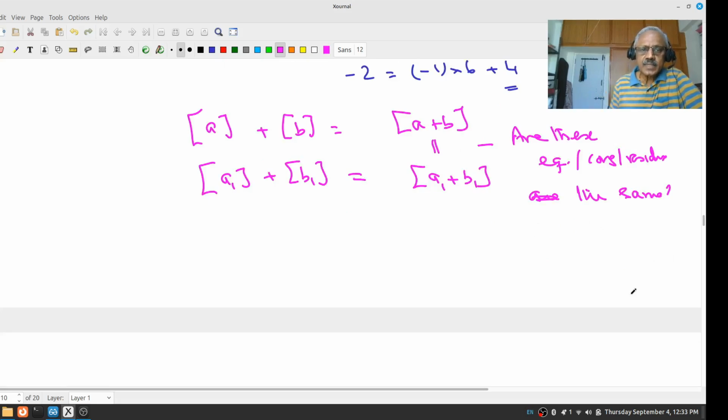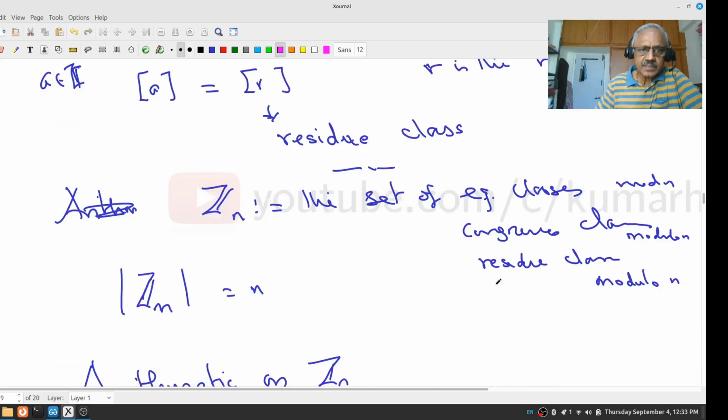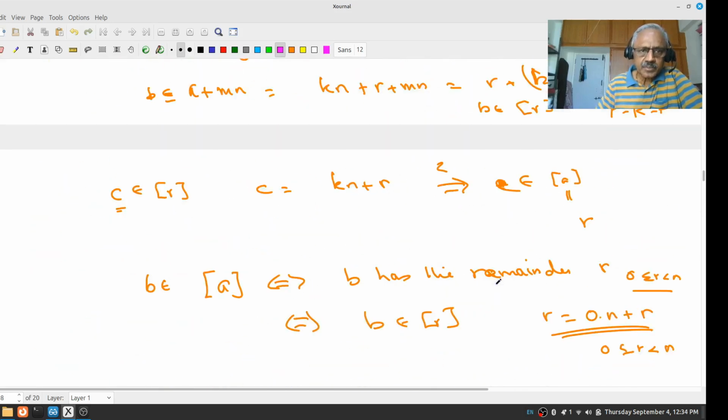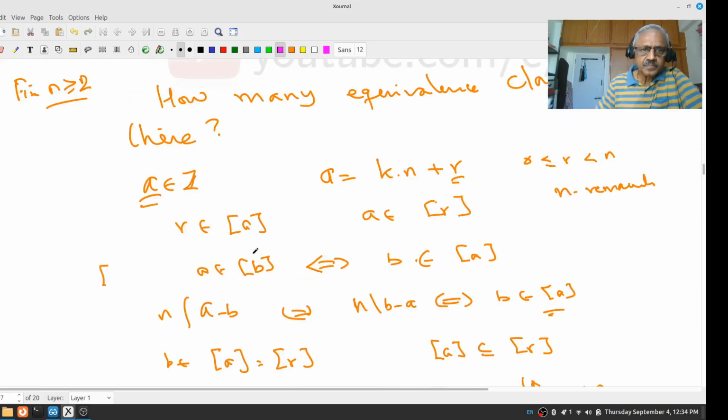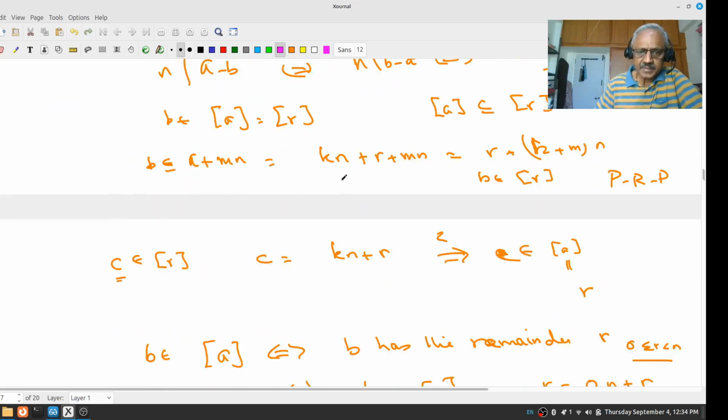So, how do I do that? That is very easy. Now, if A equals A1 and B equals B1, then we have already seen that A1 is of the form A plus Kn, right? A plus Kn. And similarly, B1 equals B plus Ln. Do you remember? I did it somewhere. How do the elements of the same class look like? If B is in the class of A, then B must be of the form A plus a multiple of N, right?